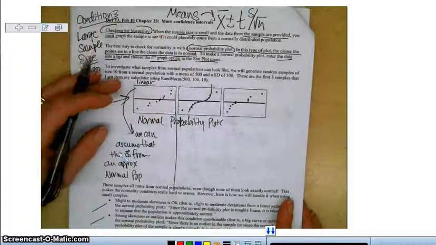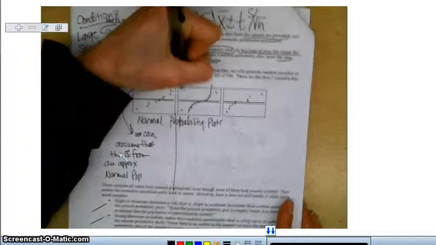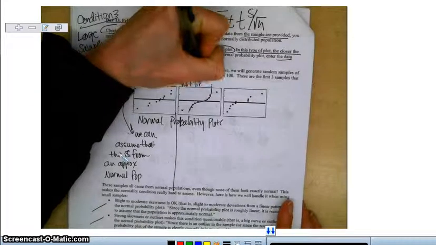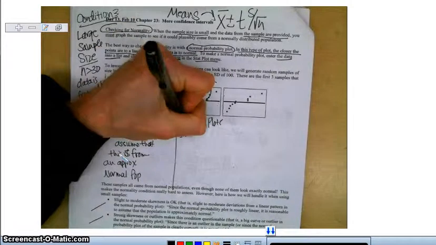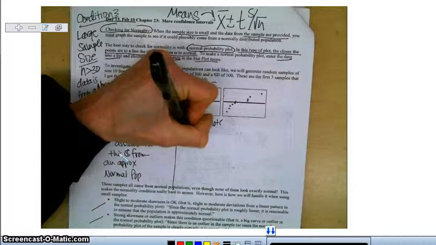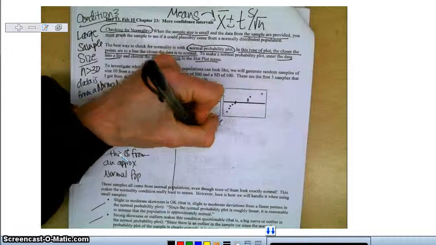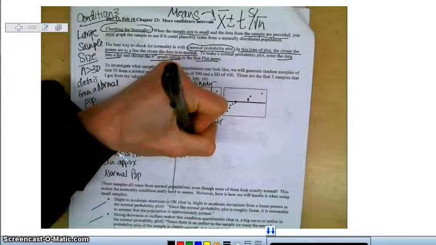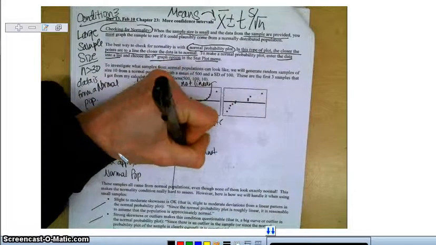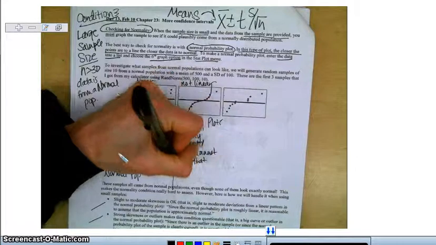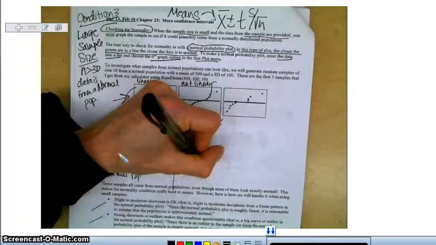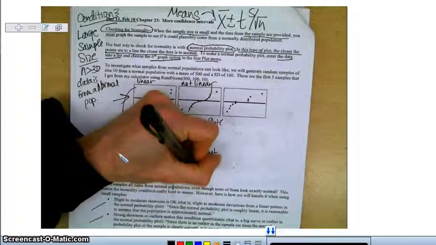Okay, how about this one? Linear? Does that look very linear? No, that looks curvy to me. Okay, so this is not linear. Not linear. Clearly curved. You can say not linear or clearly curved, whatever you want to say. So we cannot say that it is from a normal population. So what would I do in that case if I were writing a confidence interval?